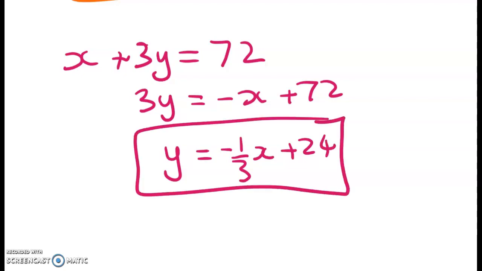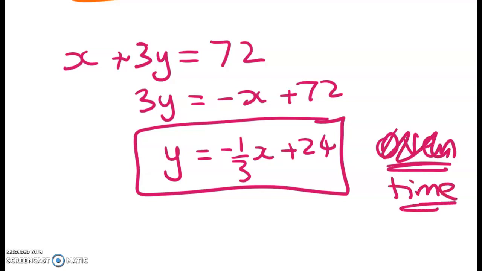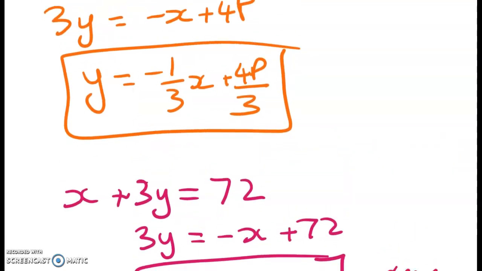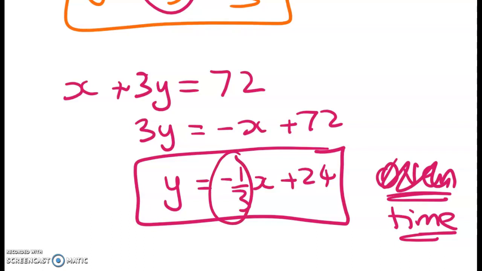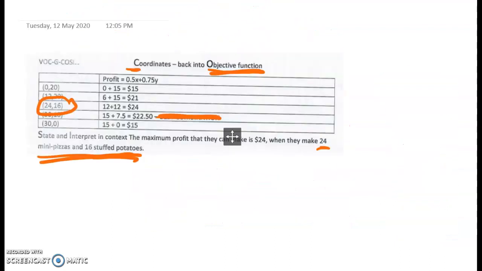So look, this is my constraint for the oven, sorry, not for the oven. This is the constraint for the time spent. And this is my profit function. And you can see that the gradient of these two is the same. And so that's why I'm getting multiple solutions. So what do I need to do? Well, I need to find those integer combinations.